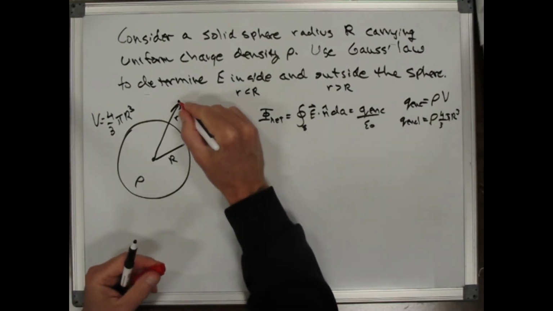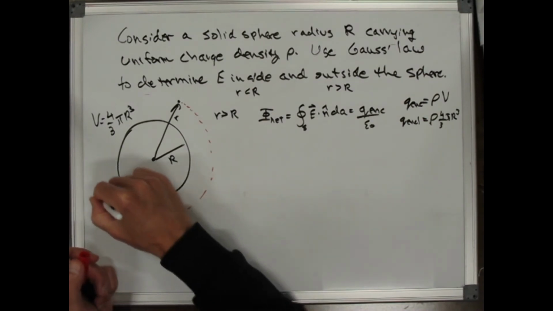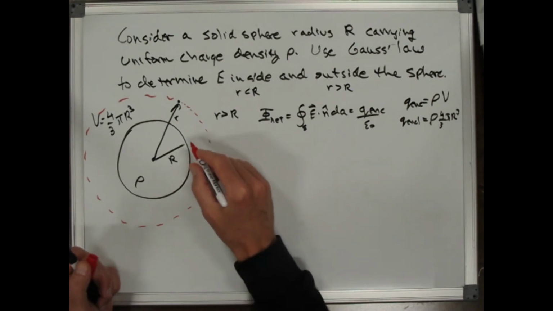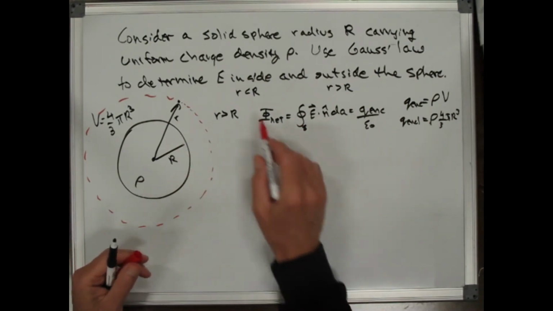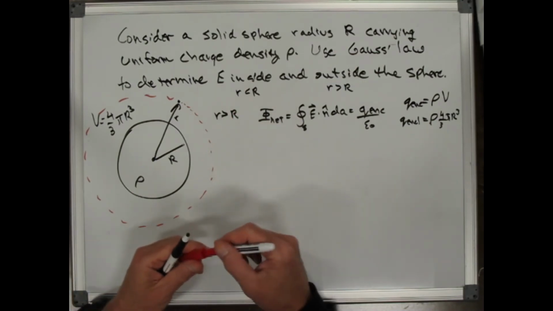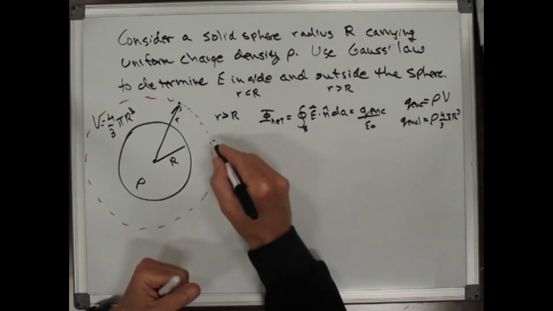Since we want to know E at a point out here, and we know spheres are really symmetric, we're going to pick our integral surface, which we call the Gaussian surface, as the sphere of radius little r, which is greater than big R. You can probably tell what we're going to do for this one as well, right? And so, a couple of things we notice.